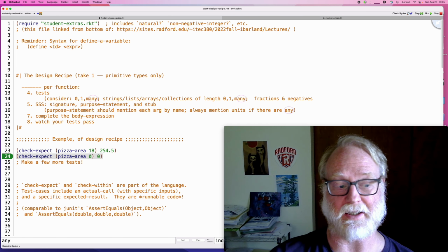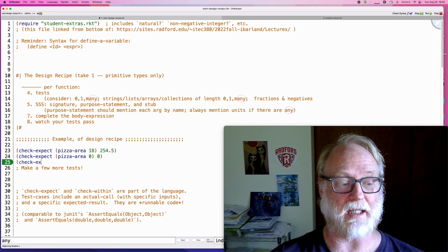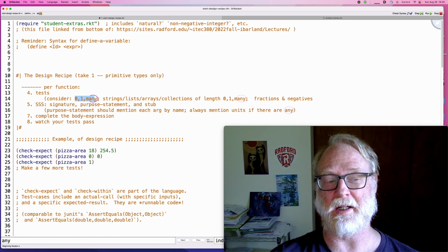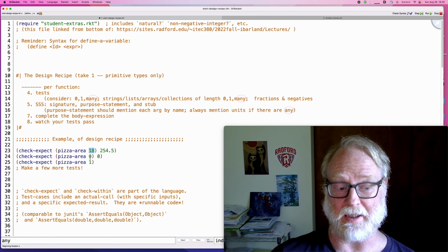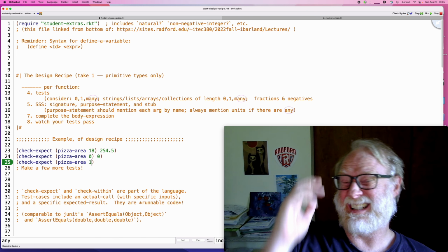As long as we can get the right answer. So, yeah, so 0. How about check-expect of pizza-area of 1? Now remember, we're thinking 0, 1, and many. 18 is a many. We already have sort of this example now of many. So let's test 0. 1 is, okay, in this example, 1 is kind of tough.